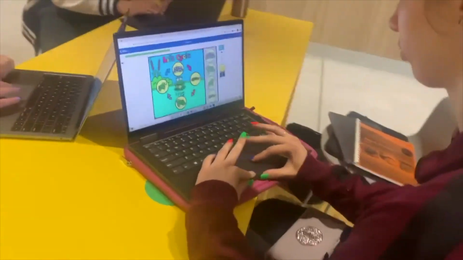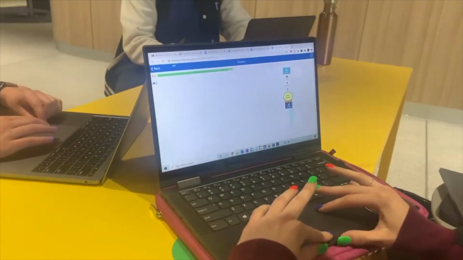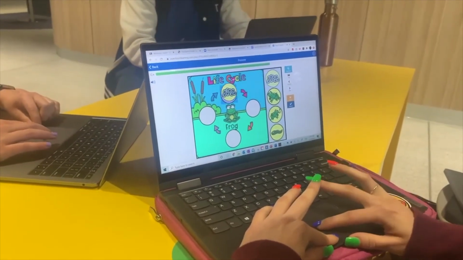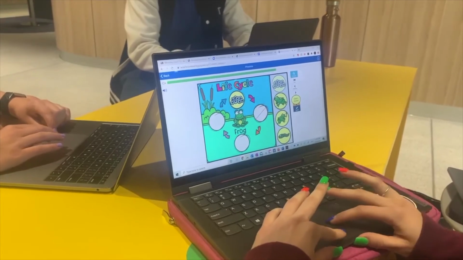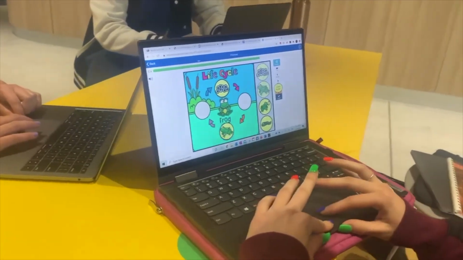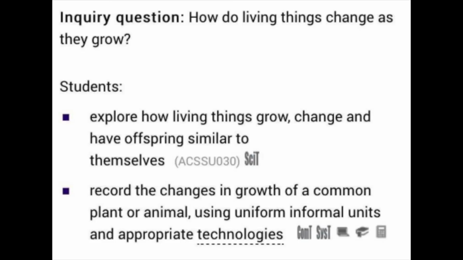The interactive nature of this station allows students to focus on the exploration side of the Living World module. They use the interactive to explore the life cycle of such particular animals. Our syllabus focus was on the inquiry question of how do living things change as they grow. This had a direct link to our activity, which focused on the life cycle of different animals. So students explore how living things grow and change and record the changes in growth.